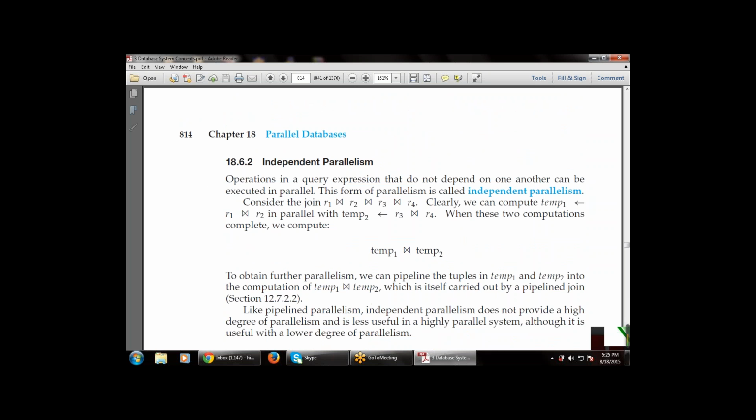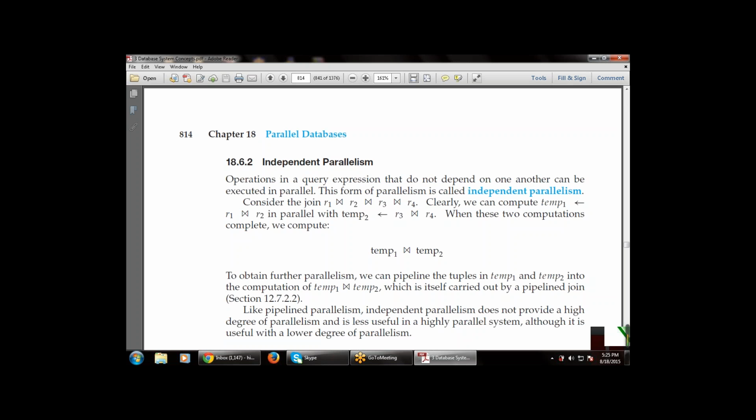Then there will be independent parallelism, that is, how to use independent parallelism. Consider operations in query processing that do not depend on one another; they can be executed in parallel. So whatever operations are used in query processing that do not depend on one another can be executed in parallel. They are executed in parallel processing, and this kind of parallelism is known as independent parallelism.